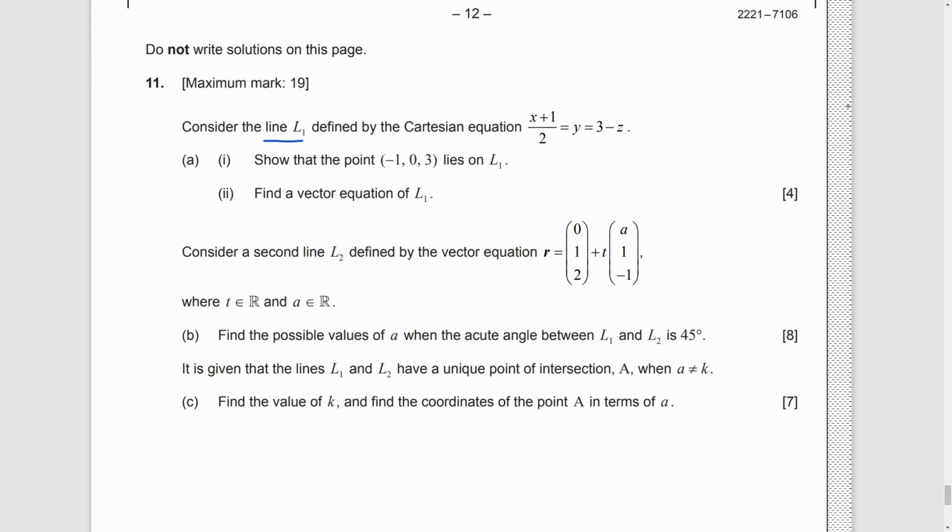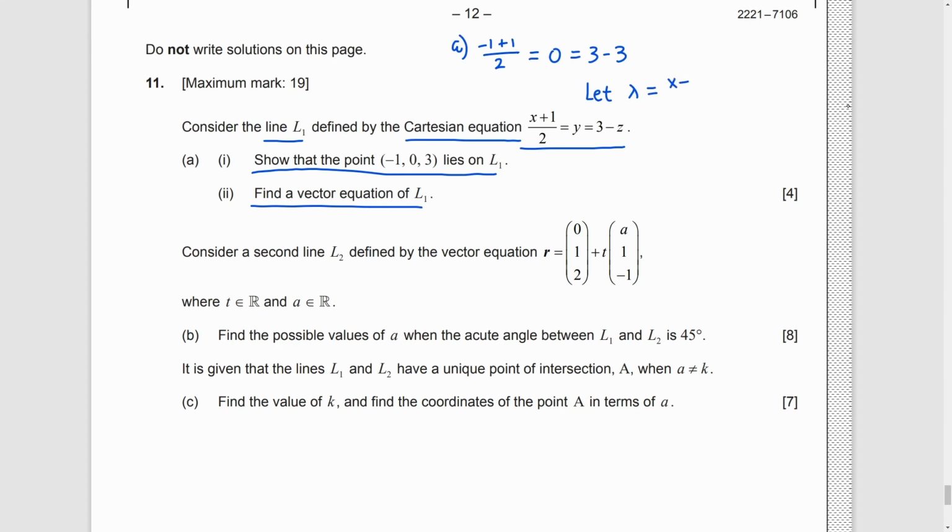Question 11. A line with Cartesian equation is given. Part A. We need to show that this point lies on L. So easy, we just do substitution. And then, we need to find a vector equation of L1. That means we need to write x, y, and z in terms of the same parameter, which I call lambda. So, we just let lambda be the same as the previous expressions, and rearrange them. Finally, we can change it to a vector equation.